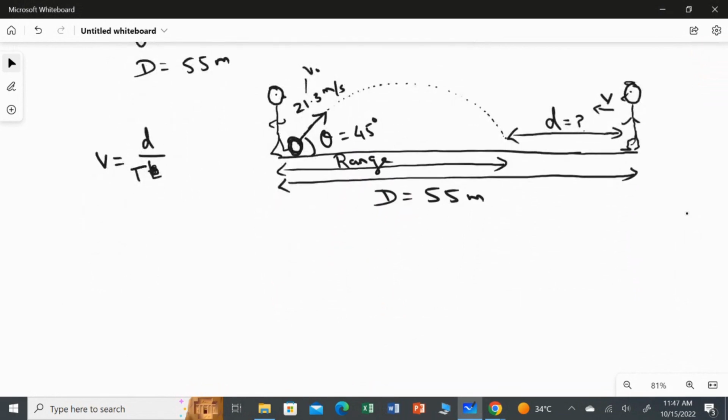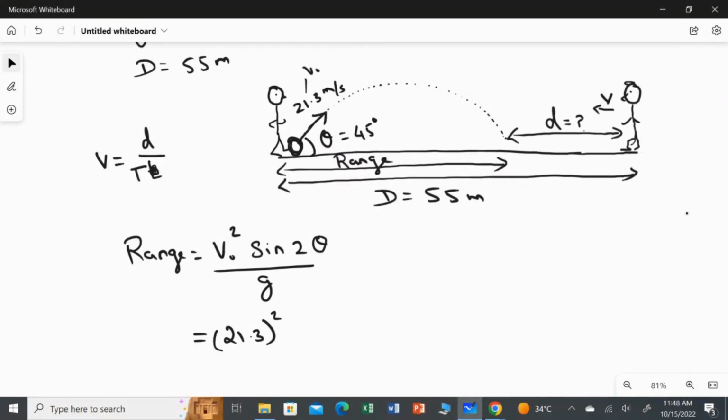And we already studied the formula. What's the formula for the range? The range formula is equal to v naught square multiplied by sine 2 theta divided by g. This is the formula for the range calculation. And what is the magnitude of the initial speed?